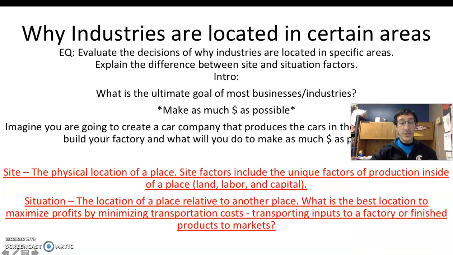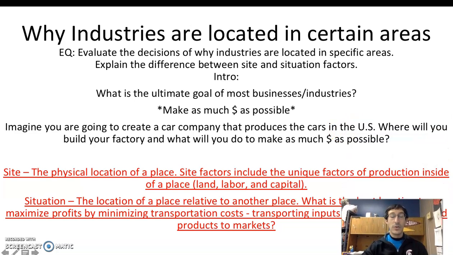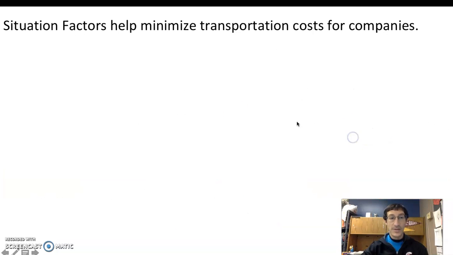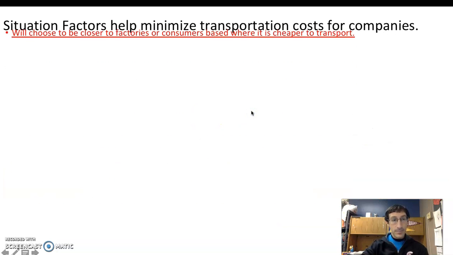The other one is situation factors: the location of a place relative to that of another. We want to understand the best location to maximize profits by looking at transportation costs. What is considered to be more expensive? Transporting the inputs before they become a finished product, or transporting the product from the factory to the marketplace? If it's more expensive to do one or the other, that's where you're going to choose to be closer. Wherever it's more expensive is where you put it closer by, either the inputs or the markets themselves.